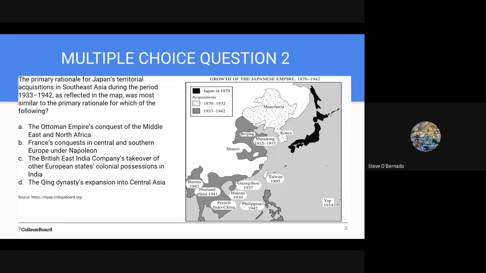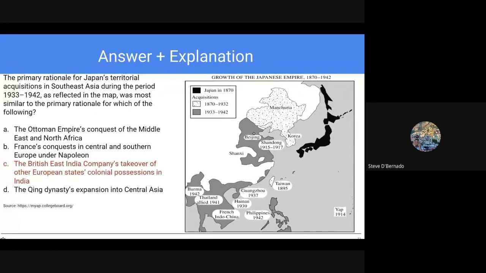Let's take a look at the best answer. And here we are. The British East India Company's takeover of other European states' colonial possessions in India. All right, and this matches up with Japan because these other areas in Asia and Southeast Asia were colonial possessions of European imperial powers. And that matches up with C, British East India Company's takeover of other European states' colonial possessions. Okay?